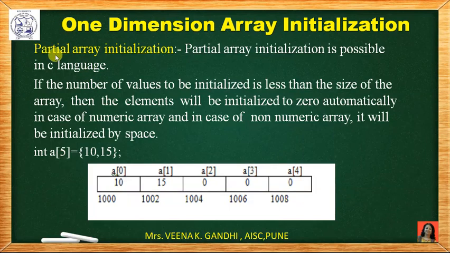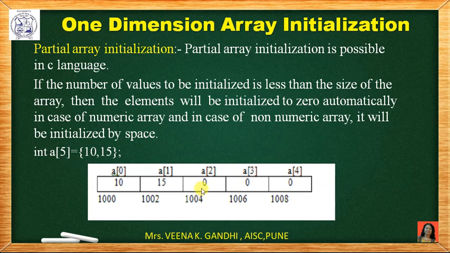Next topic is partial array initialization. If the number of values to be initialized is less than the size of the array, then it is known as partial array initialization. For example, here in an array a of 5 of type integer, we provide only 2 values, 10 and 15. This means the number of values to be initialized is less than the size of the array. In this case, the remaining elements will be automatically initialized with 0.